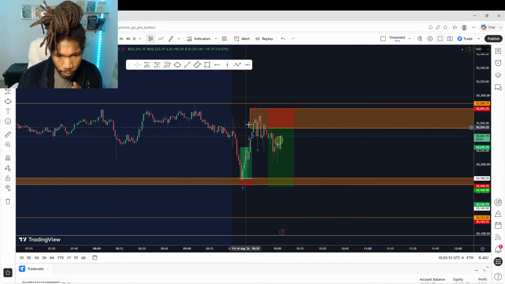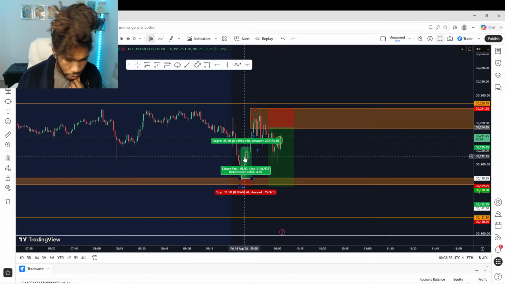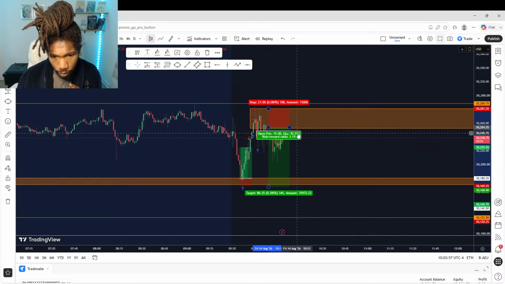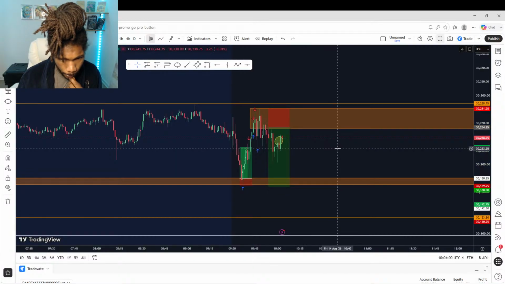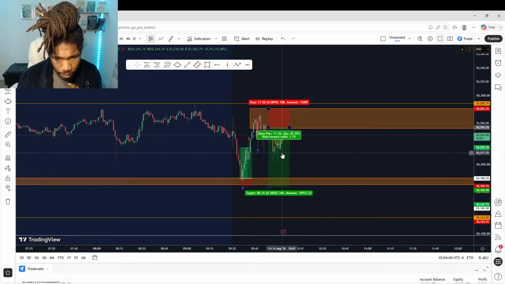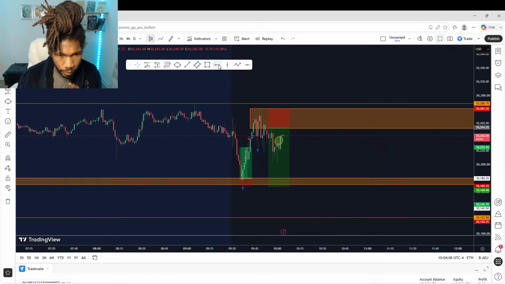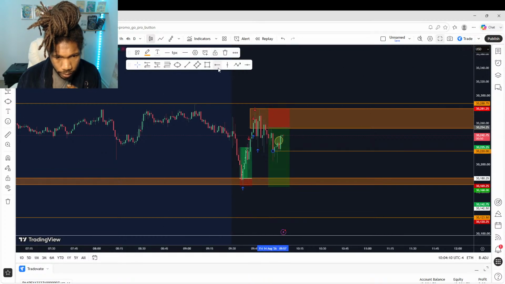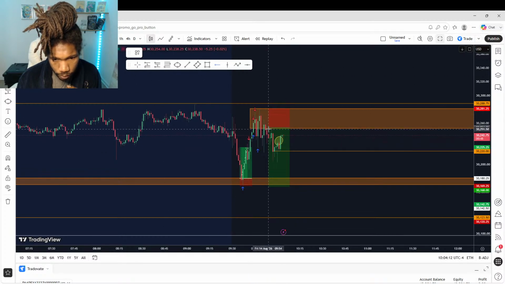I gotta mark off these positions. I took a couple other positions already. I gotta mark those off. This is what I'm looking for now, though. Only thing is, we have a range being created between this order block and this one.